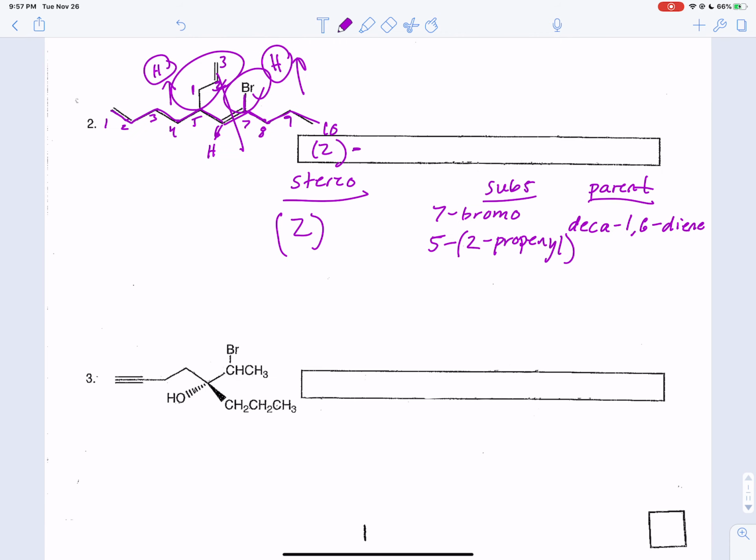So we got Z, and then we're going to go 7-bromo, dash, and then 5, and that's going to open our complex substituent, propynyl, and then it's going to be deca-1,6. Let's see if I'm going to fit it like that. Okay? Anything?